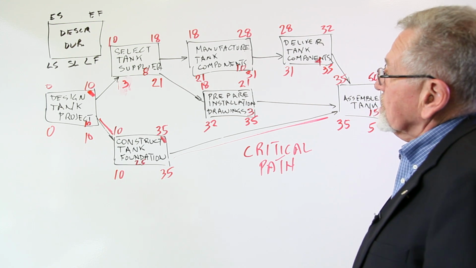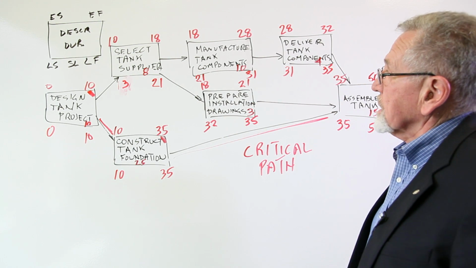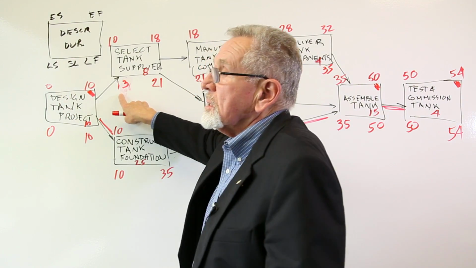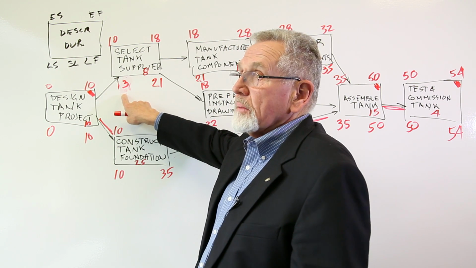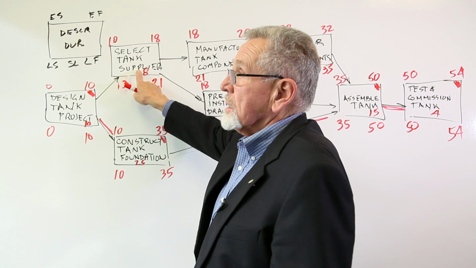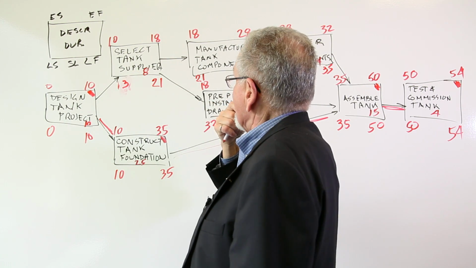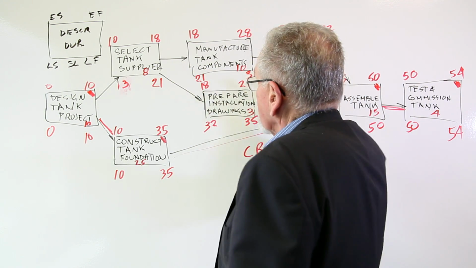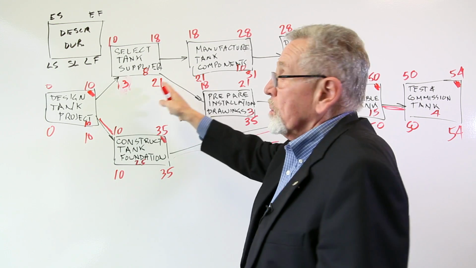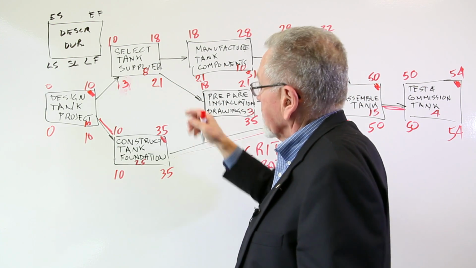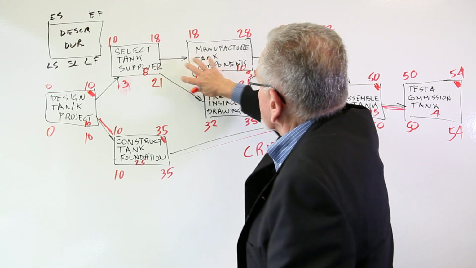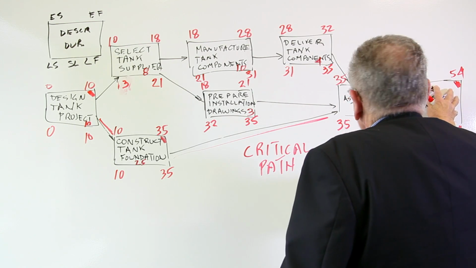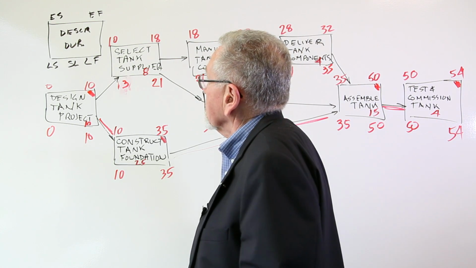The other activities, the other tasks, have some variability in the way they can be scheduled. For example, selecting the tank supplier. What this tells us is that we could begin that activity as late as time 13, if it takes 8 days, and finish it by time 21. And that would be okay relative to the total project duration. If nothing else changed, then it could slip by 3 days and we would not impact the total project duration. Granted, it would push these successor activities ahead, but that's okay as long as all you're trying to do is maintain your 54-day project duration.